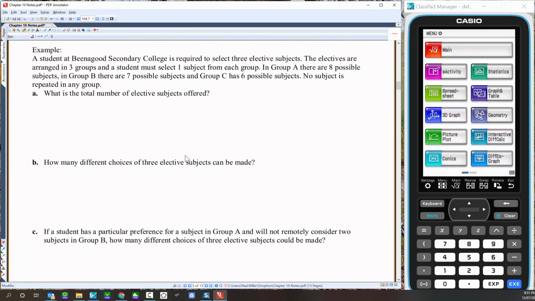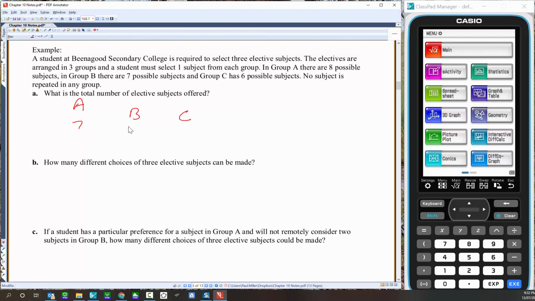Let's see if it gets any easier. A student at Being a Good Secondary College is required to select 3 elective subjects. The electives are arranged in 3 groups, and a student must select 1 subject from each group. In Group A, there are 8 possible subjects. Group B, 7. Group C, 6 possible subjects. No subject is repeated in any group. What is the total number of elective subjects offered? Or offered, I think I said offered. So we've got Group A, Group B, and Group C.